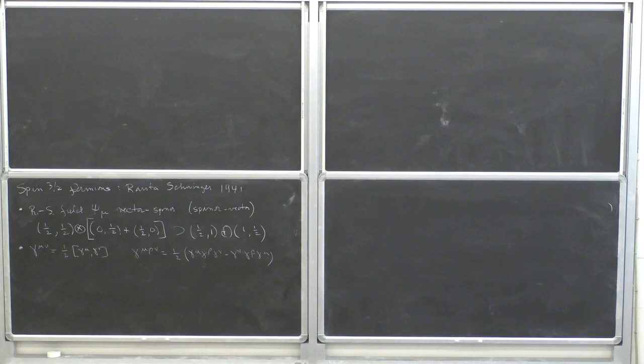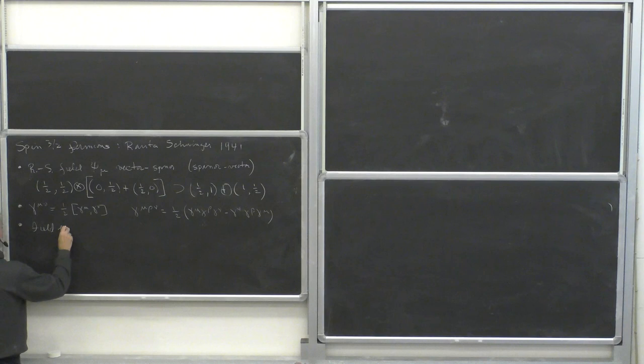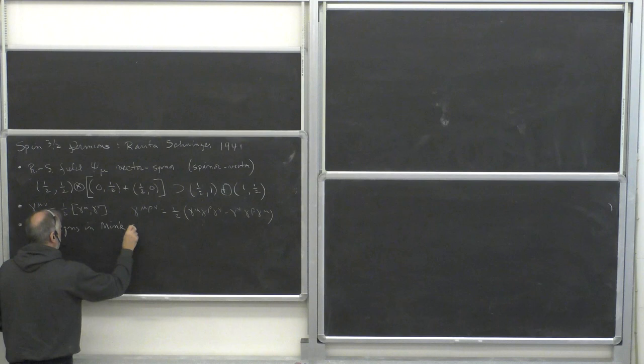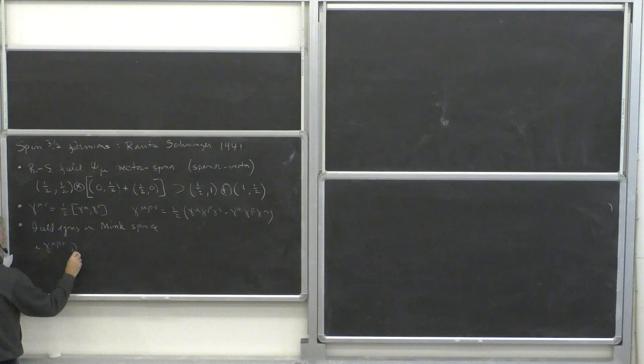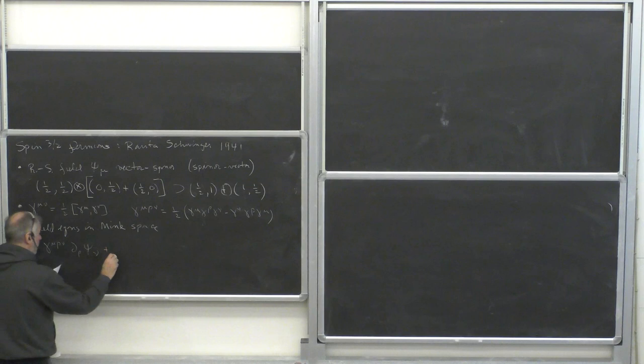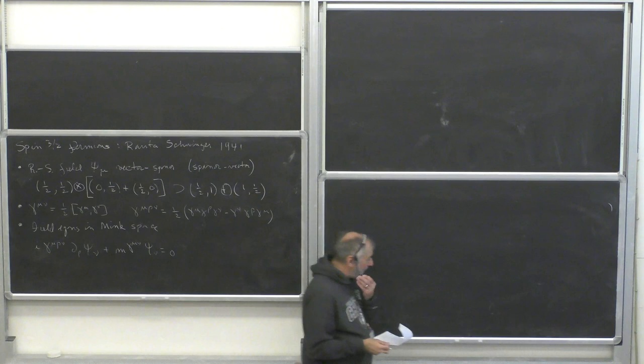All right, so according to Mr. Rarita and Mr. Schwinger, the field equations in Minkowski space is something that almost looks like a Dirac equation, except more complicated. And then you can figure out what the Dirac equation for psi bar is.